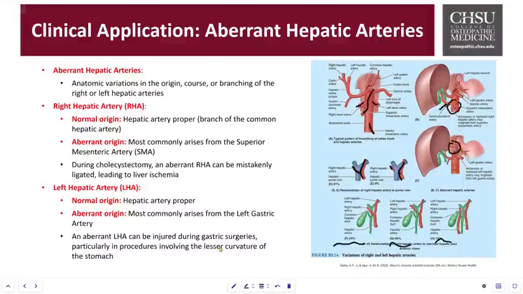Because in the normal textbook, the celiac trunk gives off the common hepatic artery, which then splits into the proper hepatic artery and eventually divides into the left and right hepatic arteries. But the two main types of aberrancies are when there is a replaced artery, so the only source of blood to that lobe, the standard artery, is missing. So the right hepatic artery gets replaced by an RHA from the SMA, and then the LHA gets replaced from the left gastric artery.